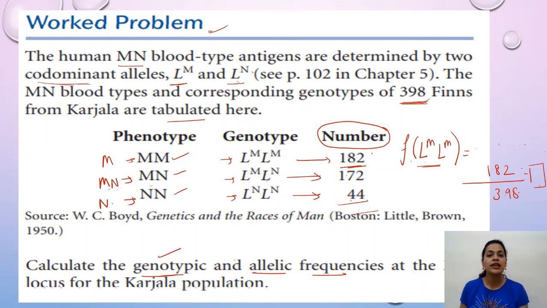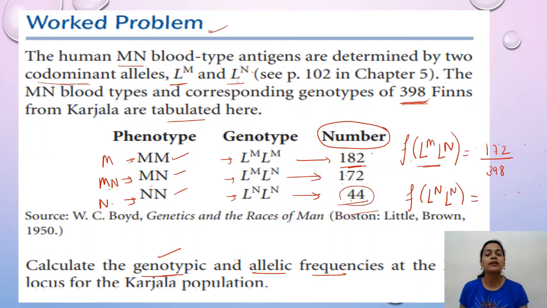Similarly, if we have to calculate the frequency of the heterozygous one, that is LM LN, then what will be the formula and how can we put the value? Simply, the total number of individuals having this type of genotype is 172, divided by the total number of individuals, that is 398. And then to calculate the frequency of LN LN, similarly divide the number of individuals having this genotype, that is 44, by the total number of individuals, 398. This will give us the frequency of this particular genotype.